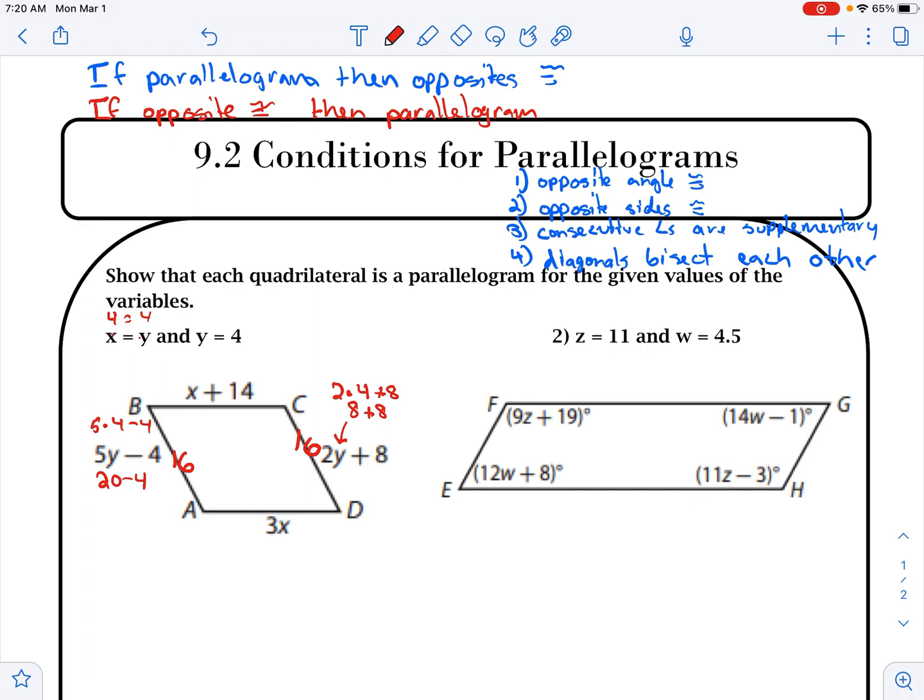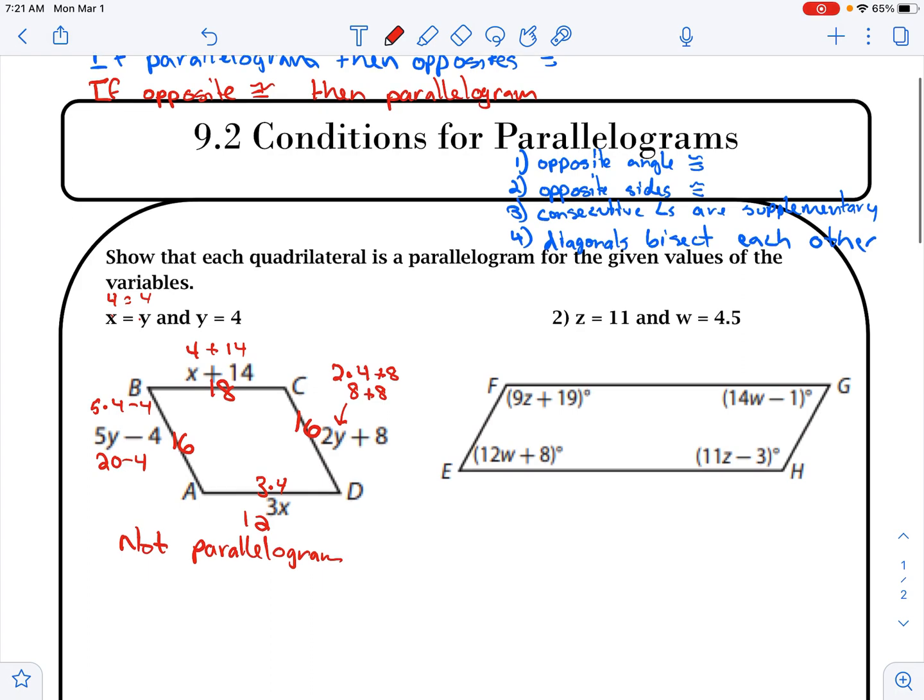Now we want to check it here. So x should equal 4, and y was 4. So we should have 4 plus 14. That's 18. And then we should check the other side: 3 times 4 is 12. See how these don't match up? So we'd say this quadrilateral is not a parallelogram, and we showed it because the opposite sides are not congruent.